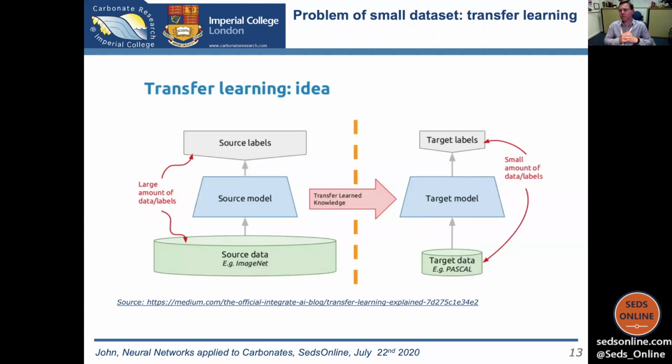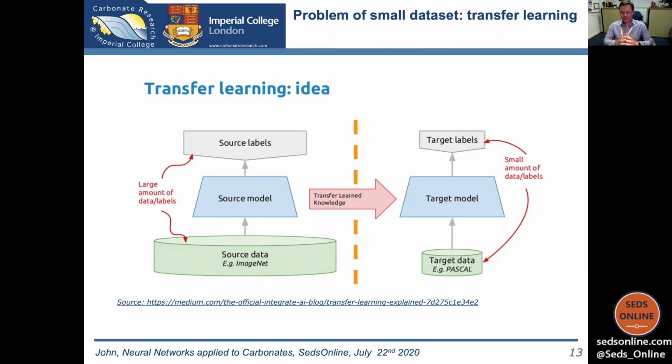But I said that the problem is that convolutional neural networks are actually really hard to train because they require a lot of data, okay? Because they're such deep neural networks. So what we've done is we've applied a relatively new idea in the domain of machine learning, which is transfer learning. So what is transfer learning?